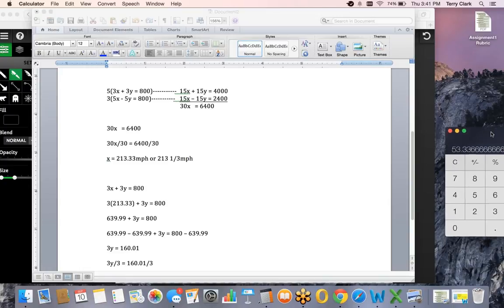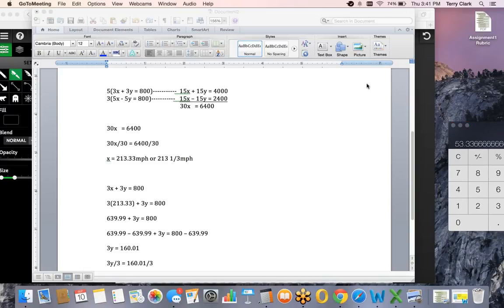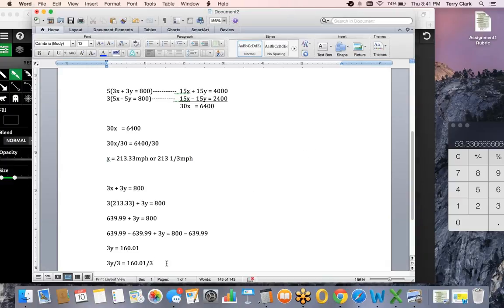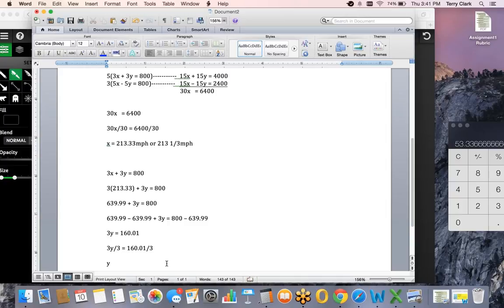okay, so now we've got 53.34. So y equals 53.34. Okay, so now we know that's 53 miles per hour. So now we know what the speed of the boat is. This one right here is the speed of the boat. Speed of boat.